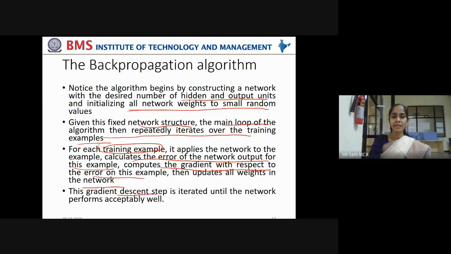Now this gradient descent step is iterated until the network performs acceptably well. How long will this gradient descent step be performed? How long will these iterations take place? Until the network performs acceptably well, means until the prediction error becomes minimum, until no more weight adjustments have to be done. That is what we mean by acceptably well. The prediction error should be as low as possible.